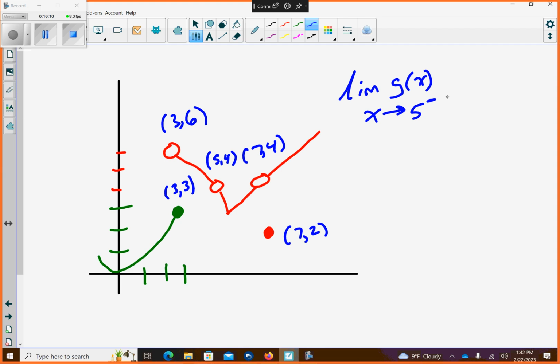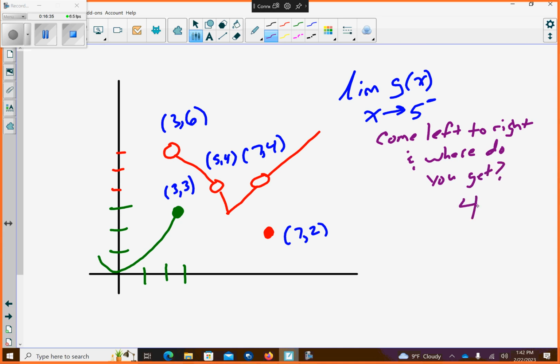Okay, so this one means come from the left, go left to right, and where do you get? In this case, you're going to get to 4. Okay, so that was basically this. Stop. Okay, that's where we came from.